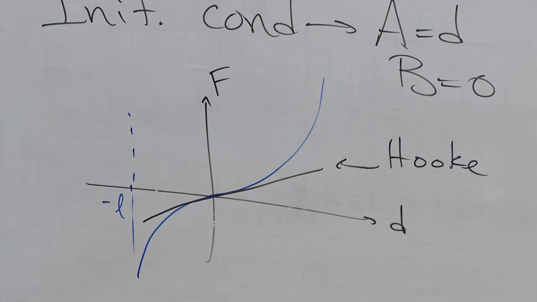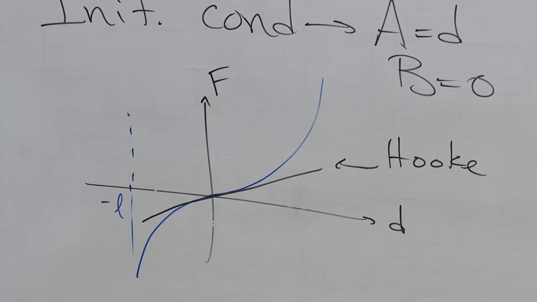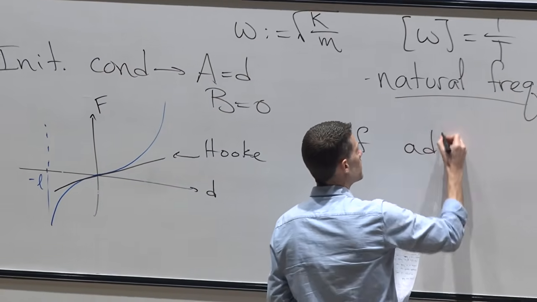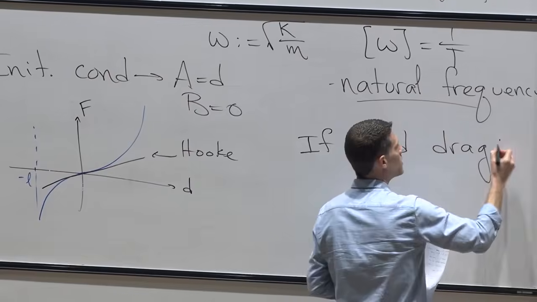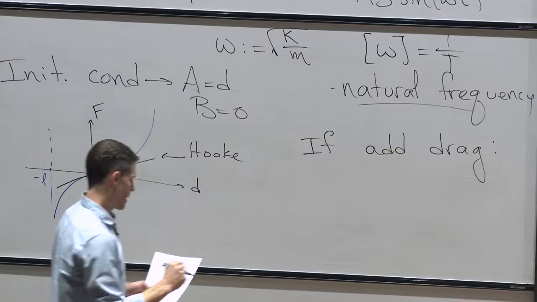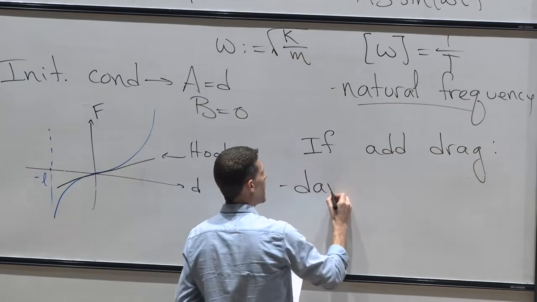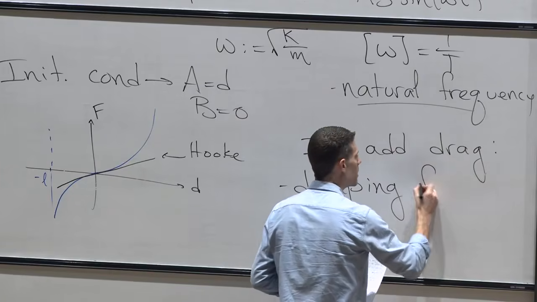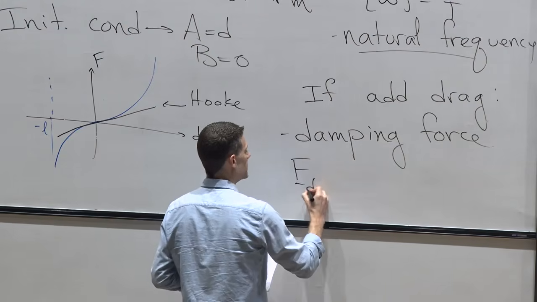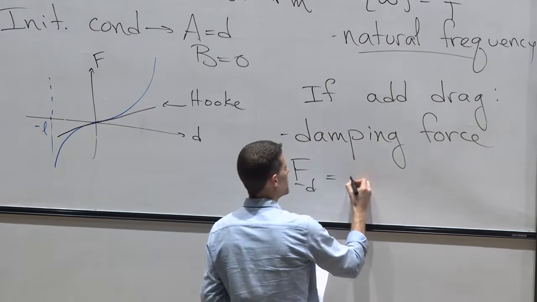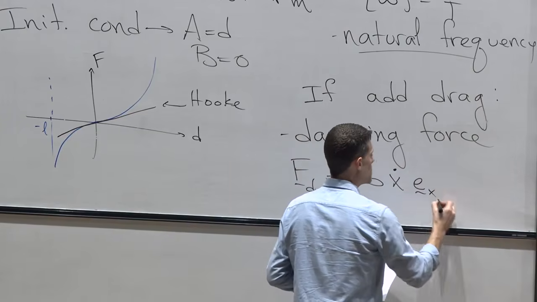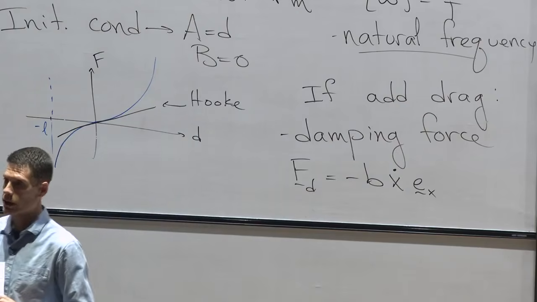What does a real spring do? It doesn't just oscillate forever. So if I add drag to the system, we said there are two types of drag. For a spring, it's actually quite realistic to add just a damping force, which would be something like Fd equals, so a linear force like that.